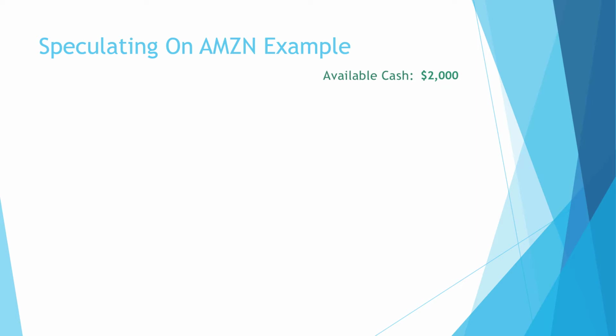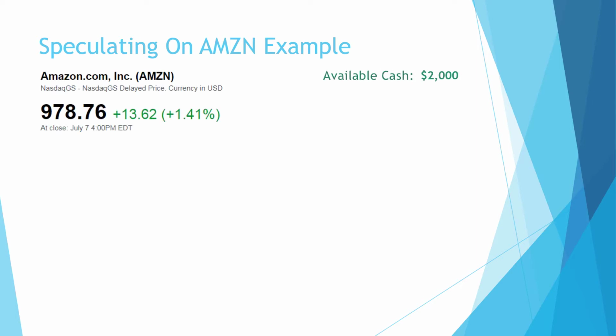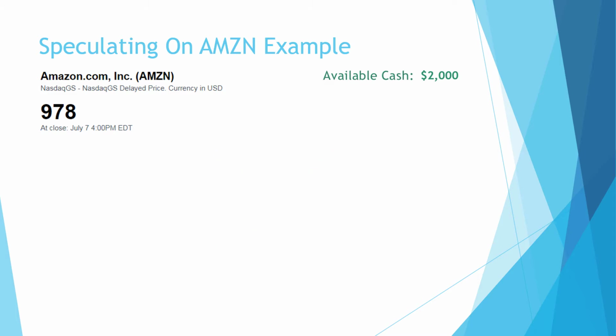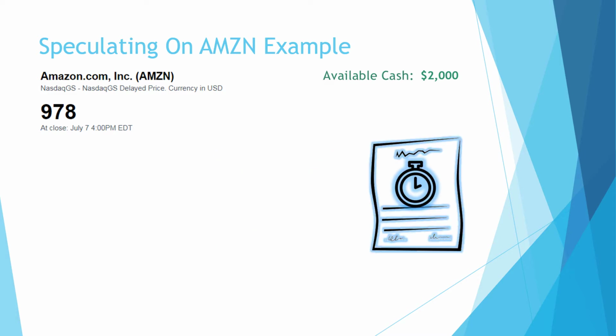Let's say I have $2,000 available for speculation, and I selected Amazon to be the company I want to speculate on. This is the actual price of Amazon as of July 7th, 2017. Keep in mind the intention has to be bullish to use a call options contract. For the sake of simplicity, let's round down the price to $978.